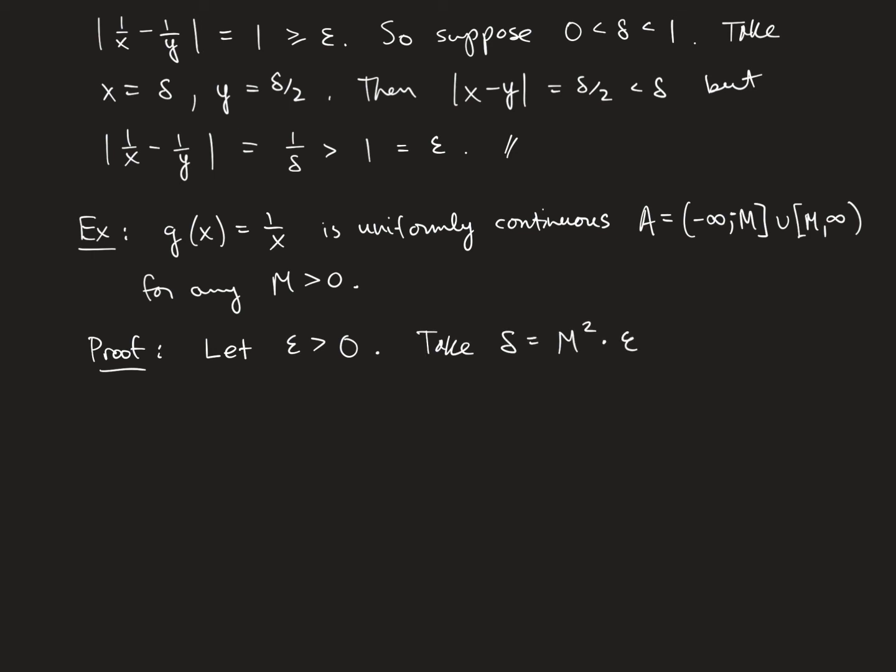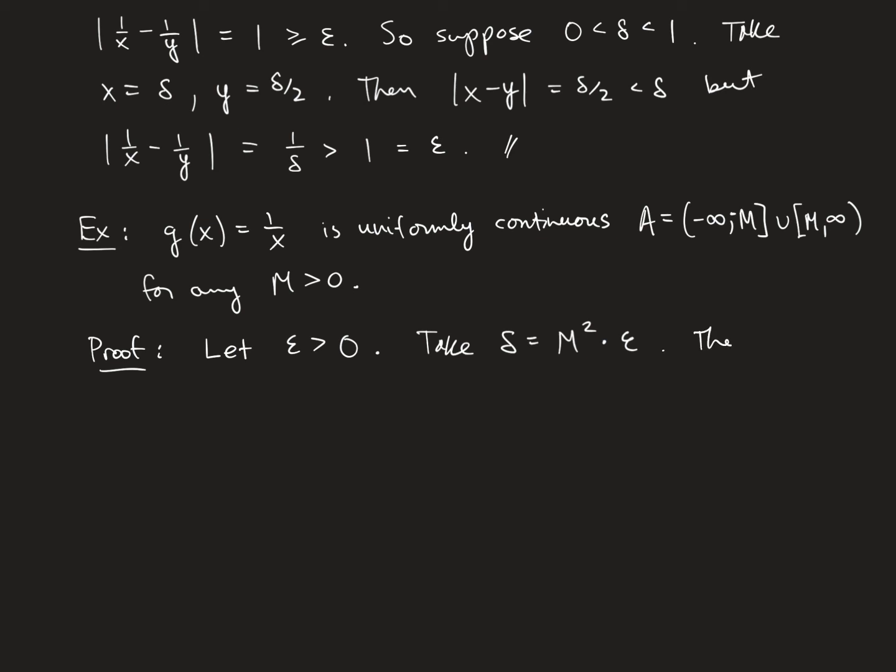So you notice this delta is shrinking to 0 as m goes to 0, right? So the closer m is to 0, the more extreme a delta response you need to an epsilon challenge, which sort of jives with the fact that this function is not uniformly continuous if we take m all the way to 0.